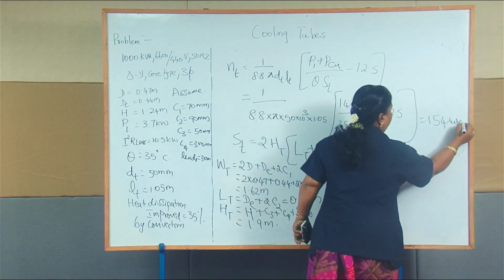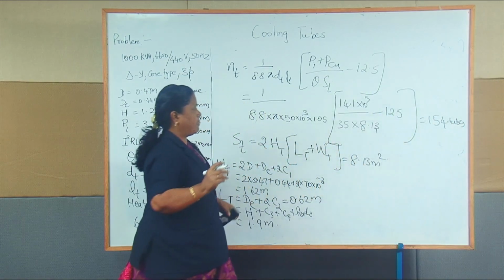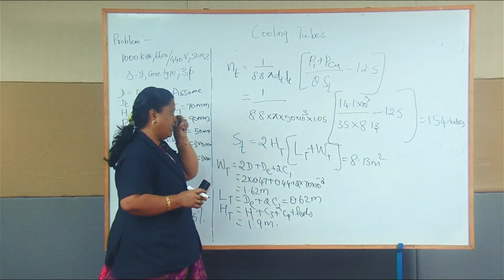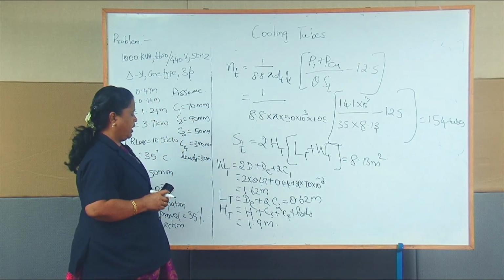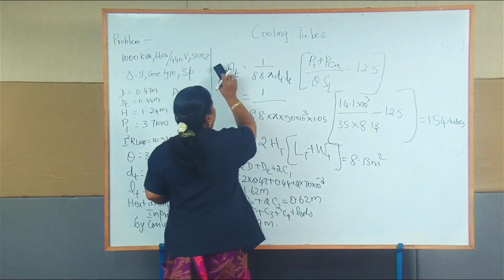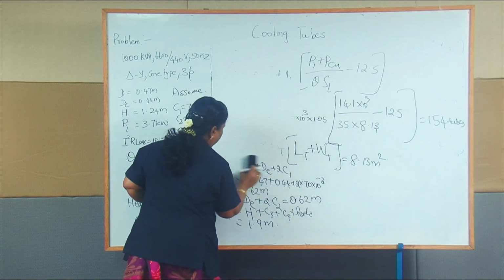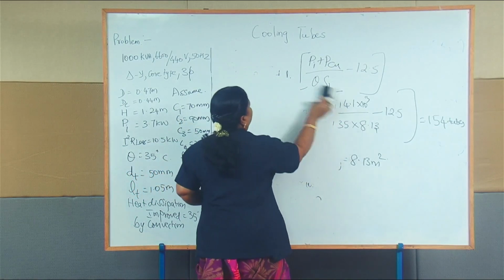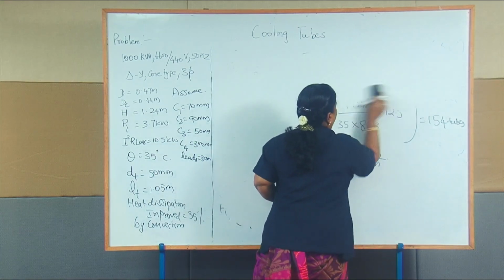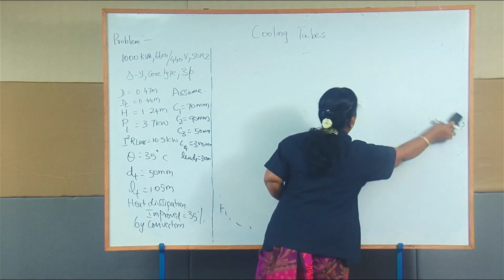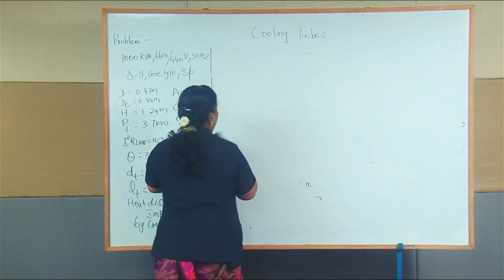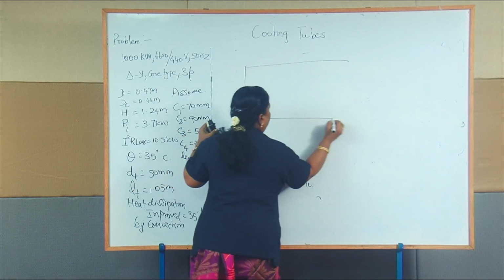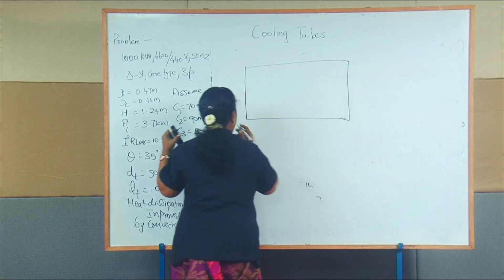Around 154 tubes we have to place around the wall of the transformer tank. Now, that part is very interesting because it is just playing with cooling tubes. We are going to see how to place these cooling tubes around the surface of the wall. So, let us draw the top view of the tank.